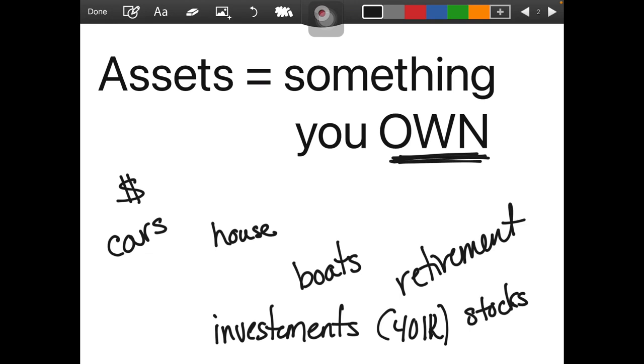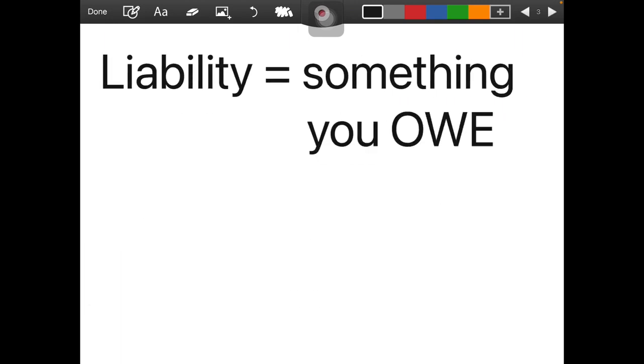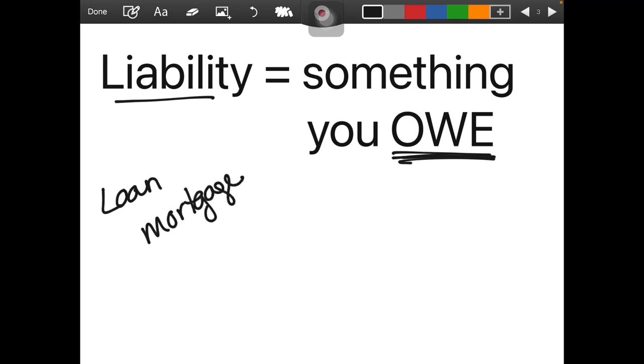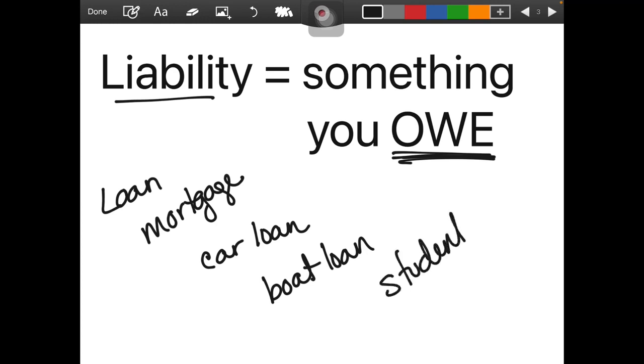So this is something that you own. It belongs to you. A liability then is something you owe. So you have a loan against it. This can be just a regular loan, like a personal loan. This can be a mortgage, which is a house loan. This can be a car loan, a boat loan, a student loan. Things like that.